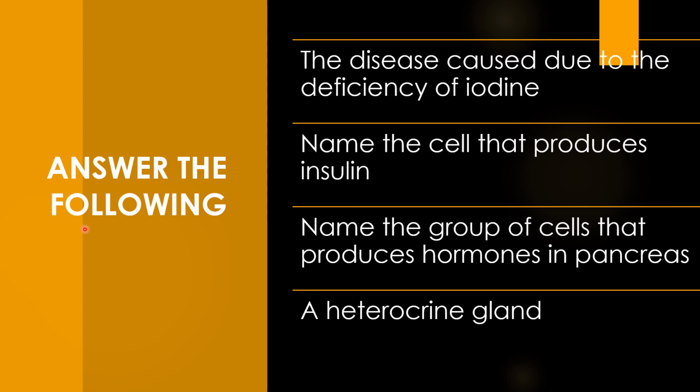Answer the following. The disease caused due to the deficiency of iodine: simple goiter. Name the cell that produces insulin. Beta cell. Name the group of cells that produces hormones in pancreas. Islets of Langerhans. A heterocrine gland: pancreas.